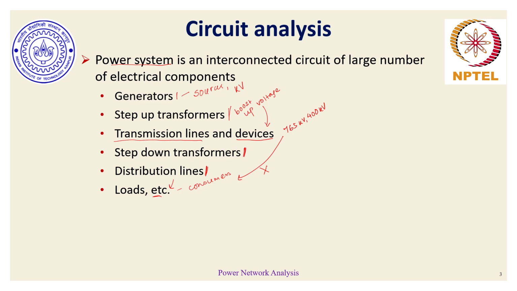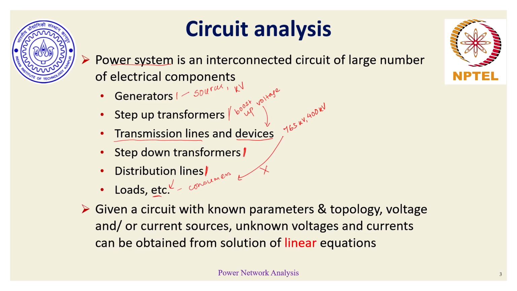So essentially, this complicated network can again be represented as a basic circuit whose topology is known. That means how the lines are connected, where the sources are present, where the loads are present. And if we know the network parameters in terms of line parameters, and also the fact that the sources are known in terms of voltages and currents, then the resulting equations involved in analyzing this given circuit would essentially turn out to be a few sets of linear equations based on Kirchhoff's current law, Kirchhoff's voltage law, Thevenin's theorem, nodal analysis, mesh analysis, and so on.